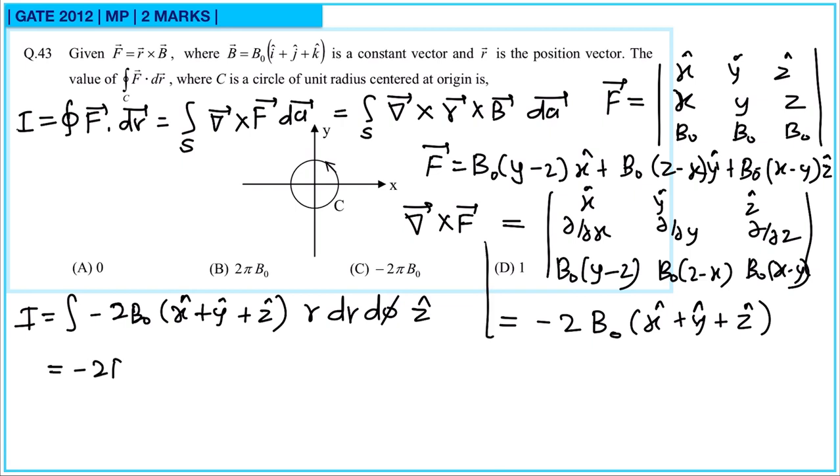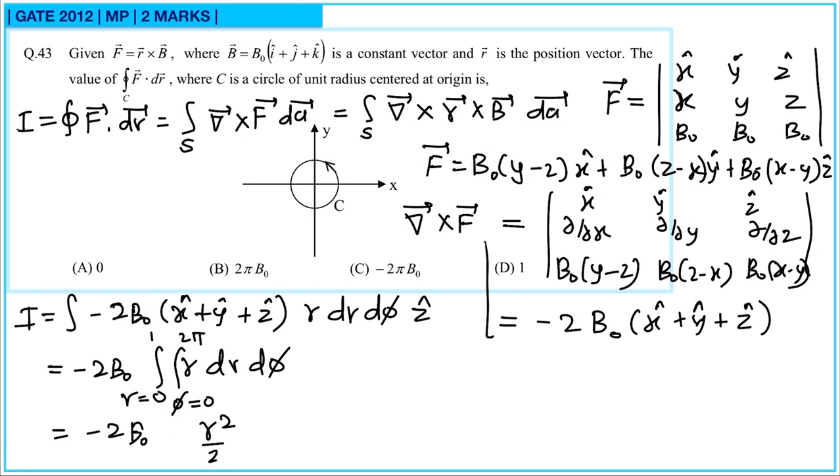So minus 2 b naught, and z cap term, only z cap term will survive. So integration of r dr d phi. Now r is taking values from 0 to 1, and phi is going from 0 to 2 pi. So this will be minus 2 b naught. Then we have r square by 2, value is going from 0 to 1, and d phi is 2 pi. So this is equal to 2 and 2 will cancel out, r is 1. So this will be minus 2 pi b naught. So your option C is correct.